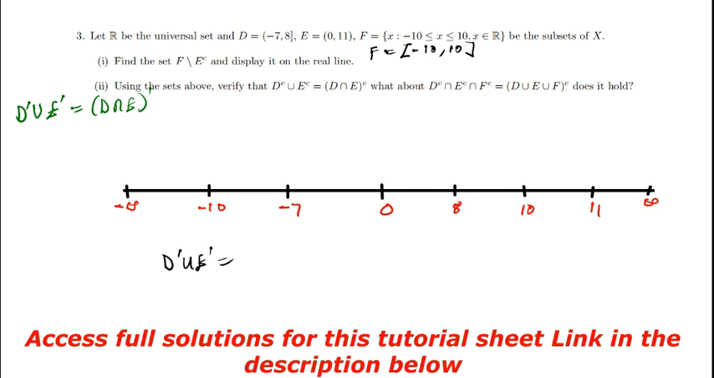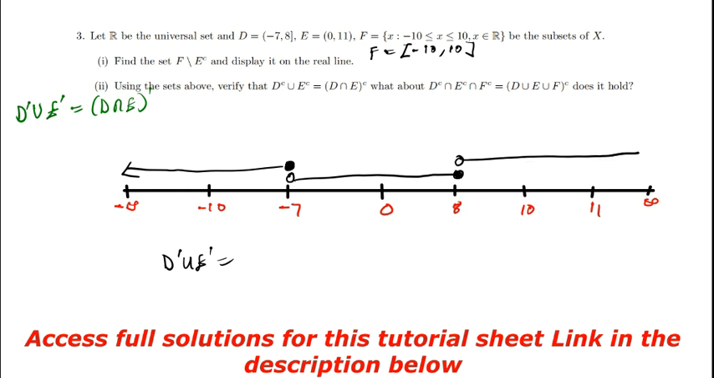So where is D? D is from -7, not included, all the way up to 8. 8 is included in D. This is going to be D. Now what is going to be D complement? D complement will be open at -7 and closed at 8. One part goes all the way to negative infinity, and the other goes all the way to positive infinity. So this is D complement. This is also D complement.